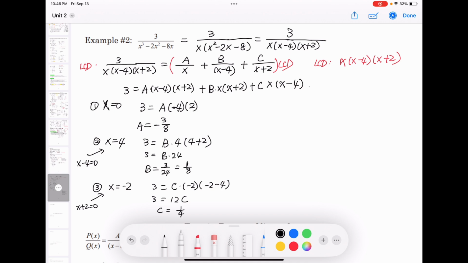So we plug the values of a, b, and c into the equation. Let's list the equation. 3 over x cubed minus 2x squared minus 8x is equal to a over x plus b over x minus 4 plus c over x plus 2. Let's replace a, b, and c by their values. So a is equal to negative 3 over 8, and b is equal to 1 over 8.